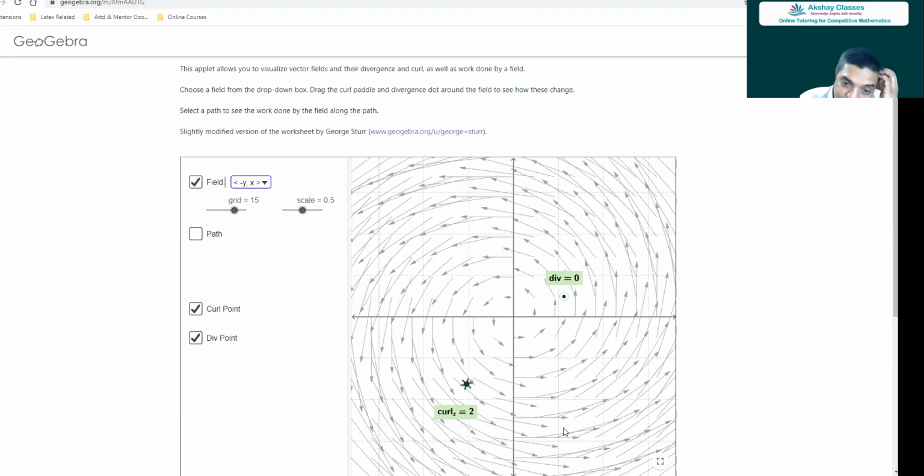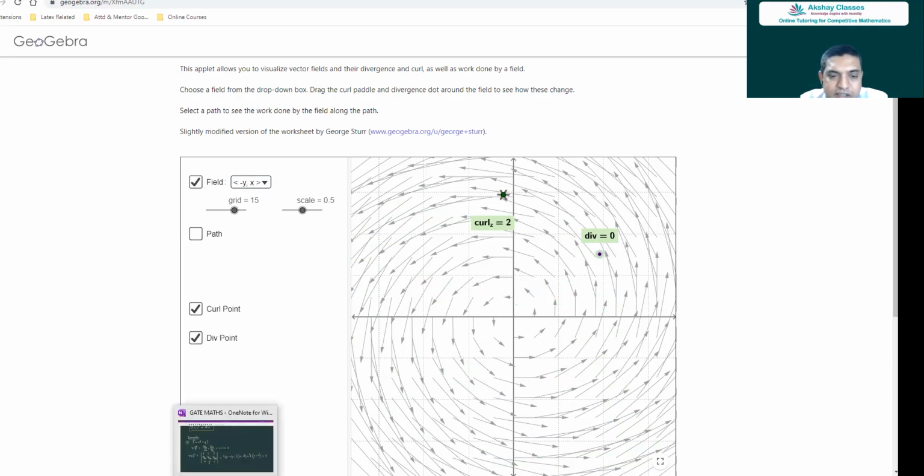This is a vector field which is minus yi plus xj. Now the curl is constant. No matter where you go, curl is 2. And no matter where you go, the divergence is 0. That means inflow and outflow at any point is 0, whereas there is a rotational effect here. And we can calculate. Let us do a calculation for this.